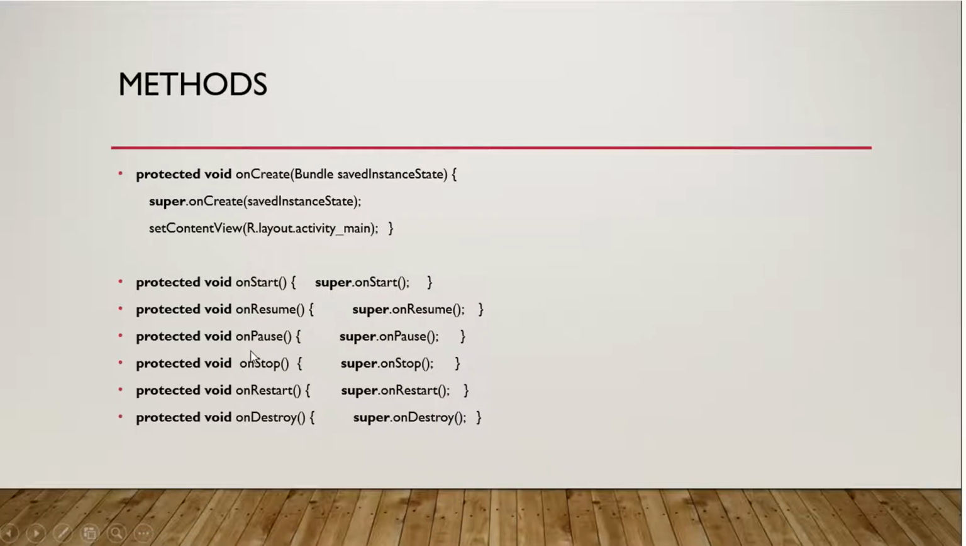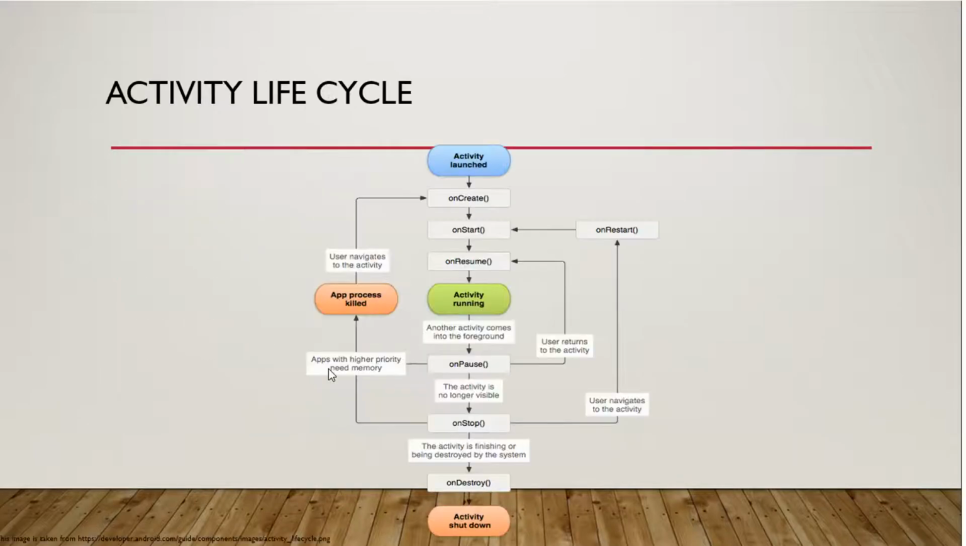After onPause, there is an onStop method. The onStop method is called when the activity is no longer visible to the user. It may be running in the background, but the user is not interacting with this activity now. That's why the onStop method is called.